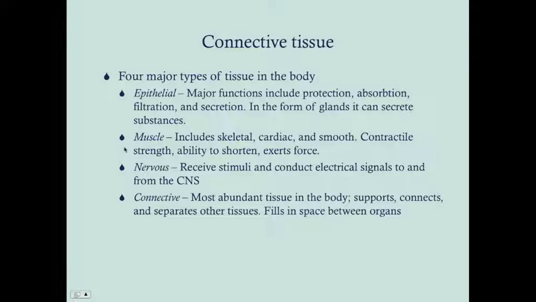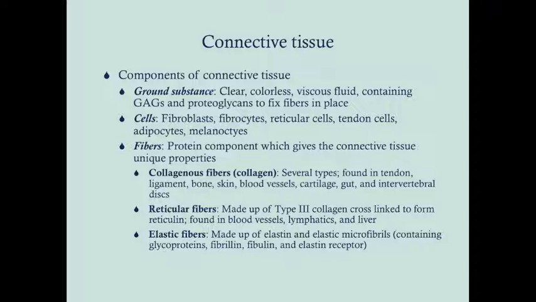And then connective tissue, which we're going to talk about here, and which is important when we're talking about EDS, is the most abundant tissue in the body, and it serves to support, connect, and separate other tissues from one another, and it fills space in between organs. So there are 3 components of connective tissue: ground substance, which is a clear and colorless viscous fluid which contains glycosaminoglycans and proteoglycans, which help fix the fibers in place. It also includes cells, which can be fibroblasts, fibrocytes, reticular cells, tendon cells, fat cells, and melanocytes.